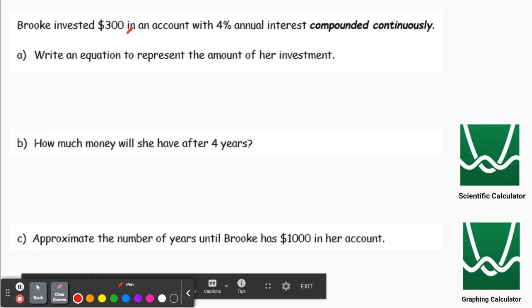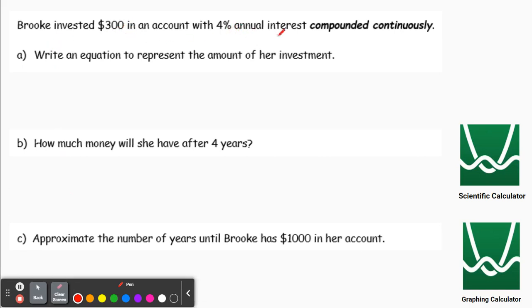So Brooke is investing $300 in an account with 4% annual interest compounded continuously. So let's write down our constant terms. Our initial amount is $300. Our rate is 4%, so 0.04. And now we're compounding continuously, so I don't have a number of times per year. I have a new equation I need to use. 300 is our principal. e is that special number. It's about 2.7, but I'm going to leave this as an e. And then our exponent will be 0.04 times time.